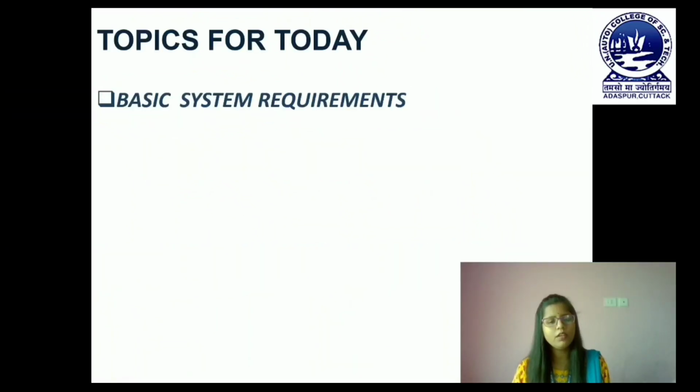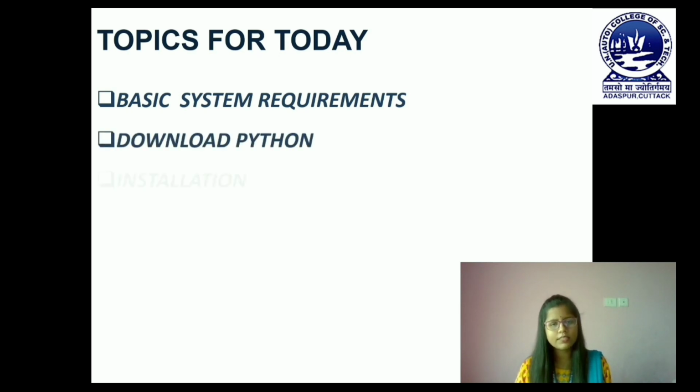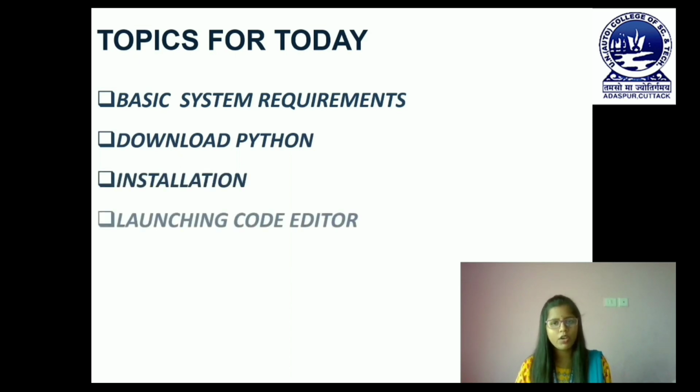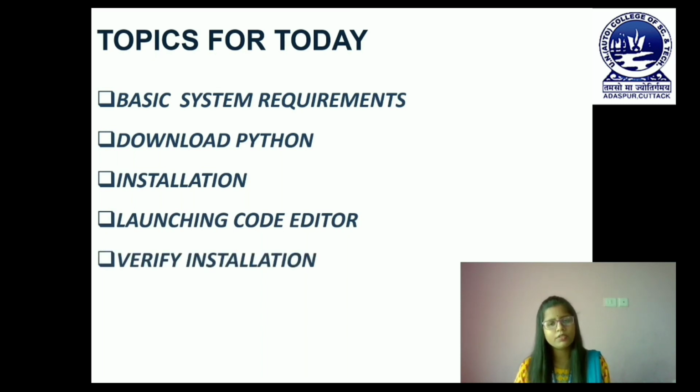In our last class, we discussed the features and the application areas of Python, and let's have a look into what we are going to do today. First of all, we'll know what the basic system requirement for Python is. Next, we will download and install Python in our Windows 10. Next, we will launch our code editor, and at last we will check whether the installation process is successful or not by writing some code.